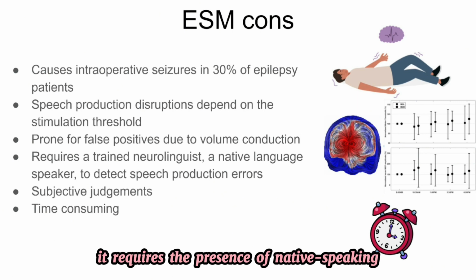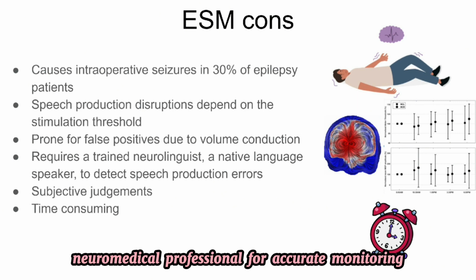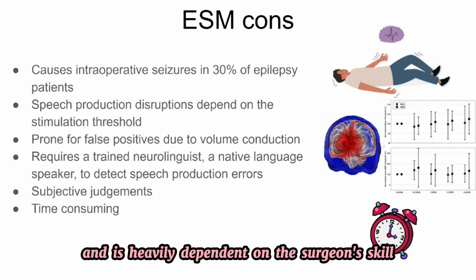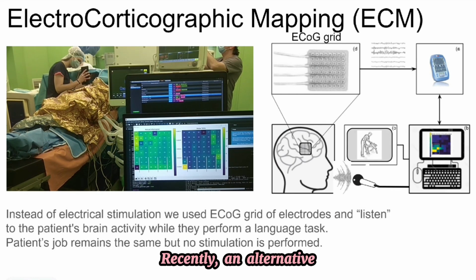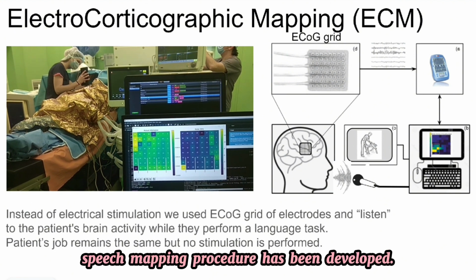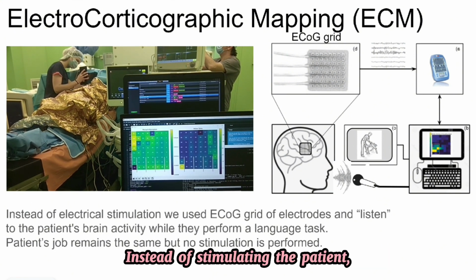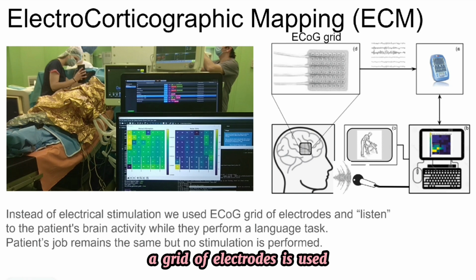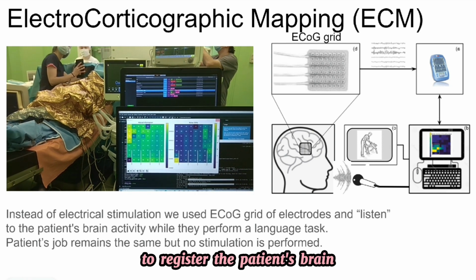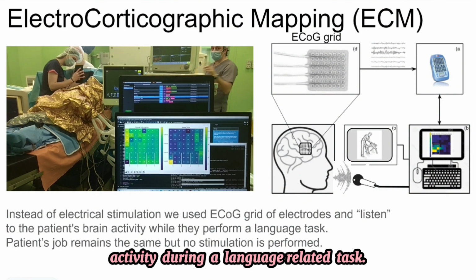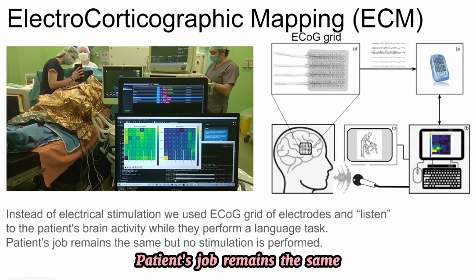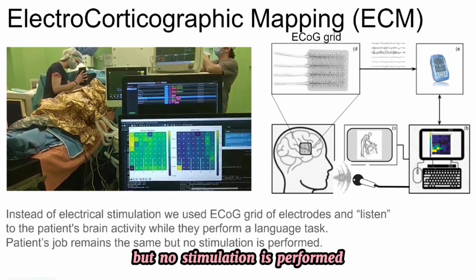Additionally, it requires the presence of a native-speaking neuromedical professional for accurate monitoring and is heavily dependent on the surgeon's skill with this technique. Recently, an alternative speech mapping procedure has been developed. Instead of stimulating the patient, a grid of electrodes is used to register the patient's brain activity during a language-related task. The patient's job remains the same, but no stimulation is performed.